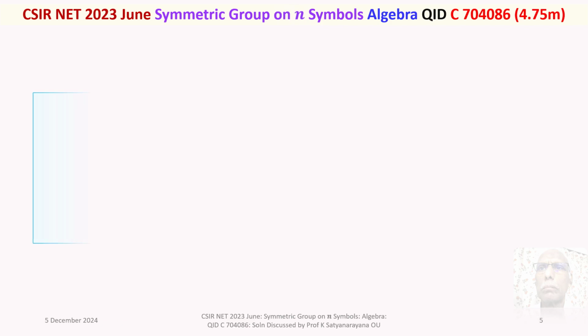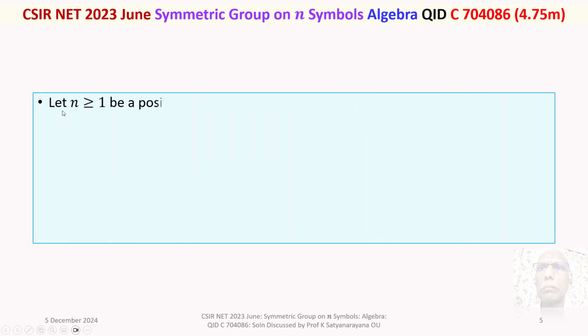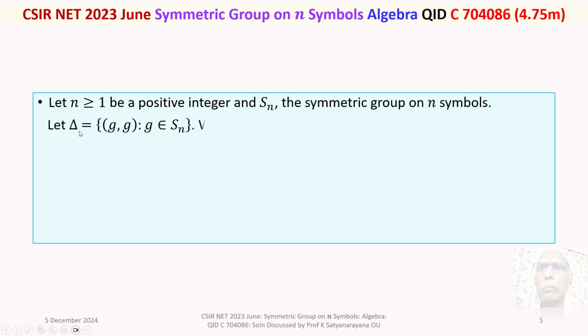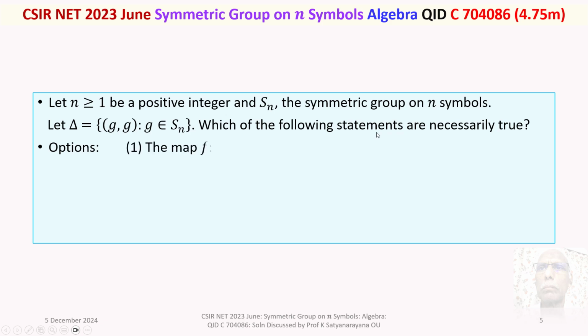Right. The given question is, let n greater than or equal to 1 be a positive integer and Sn the symmetric group on n symbols. Let delta be the set consisting of ordered pairs (g, g), where g belongs to Sn. Which of the following statements are necessarily true? We are given four options.